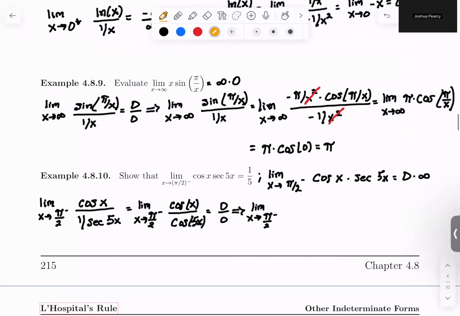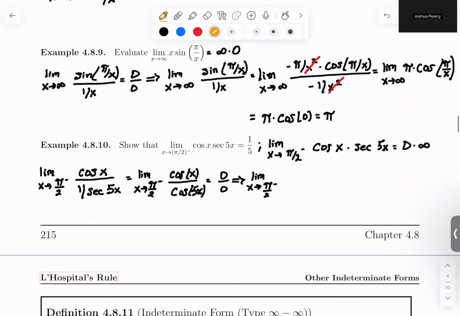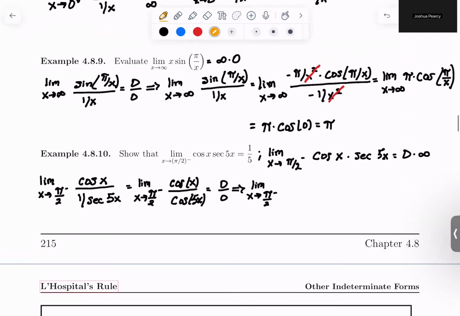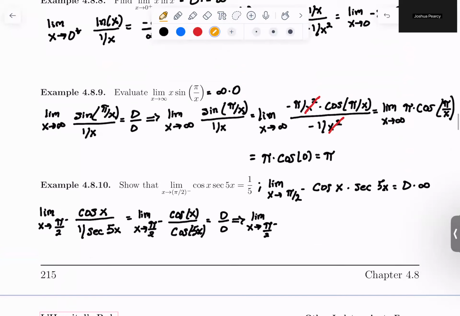Now, moving on to the next one. It says evaluate the limit as x goes to infinity of x times sine of pi over x. So again, we have to figure out if this is the type that we're looking for. Here, if I let x go to infinity, then x indeed goes to infinity, and sine of pi over x will go to sine of 0, and sine of 0 is 0. So we have a type 0 times infinity, so we need to rewrite this where we have 0 over 0 or infinity over infinity.